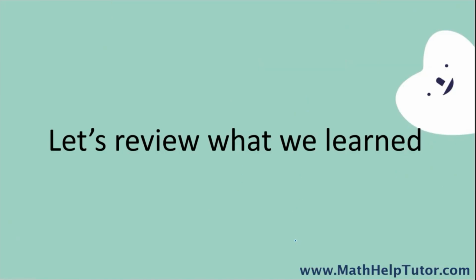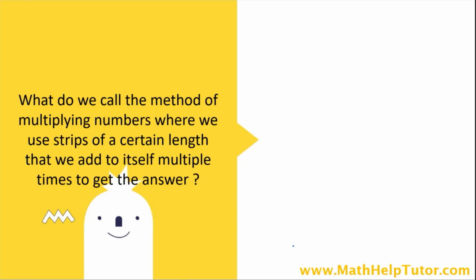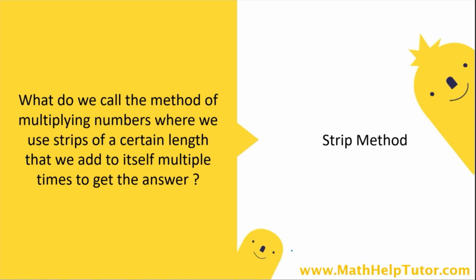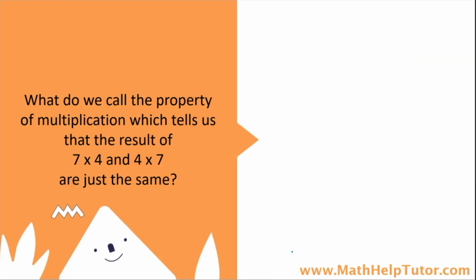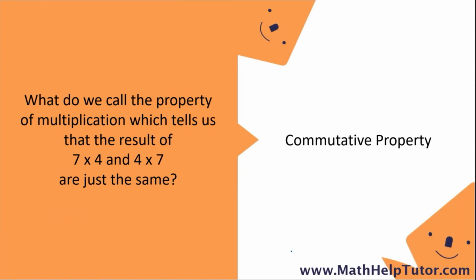Now let's review what we learned. You can pause the video if you need more time to answer the questions. Let's begin. What do we call the method of multiplying numbers where we use strips of a certain length that we add to itself multiple times to get the answer? The answer is strip method. What do we call the property of multiplication which tells us that the result of 7 times 4 and 4 times 7 are just the same? The answer is commutative property.